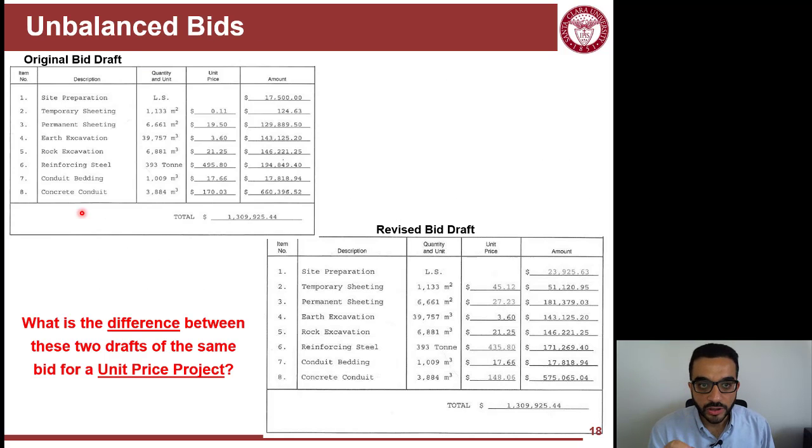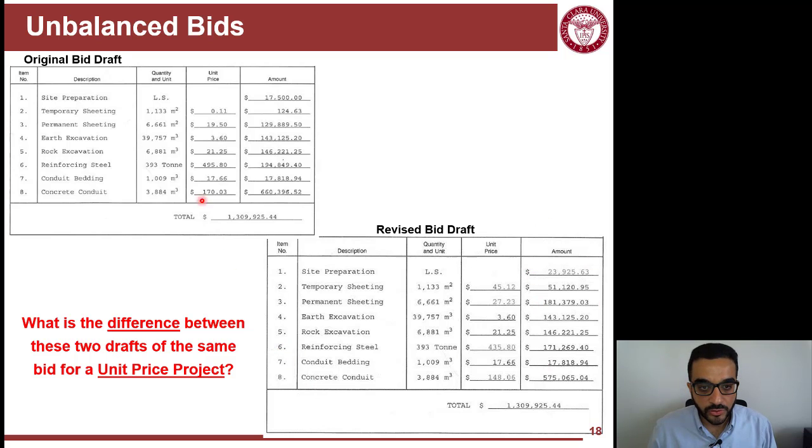Now, jumping into one critical aspect when you deal with unit price bids, so not lump sum, unit price bids, which is unbalancing bids. It's a practice by contractors to sometimes unbalance the bid to get some benefits out of that. So I'm showing here the original bid draft. While the contractor is preparing the bid, they have this Excel sheet and figure out this is the bid price. It's 1,309,000 and some change. But then they made some changes to it. They didn't submit the bid yet, but they revised that bid sheet.